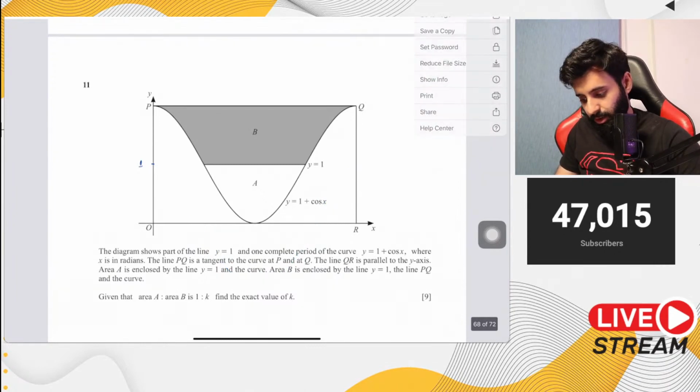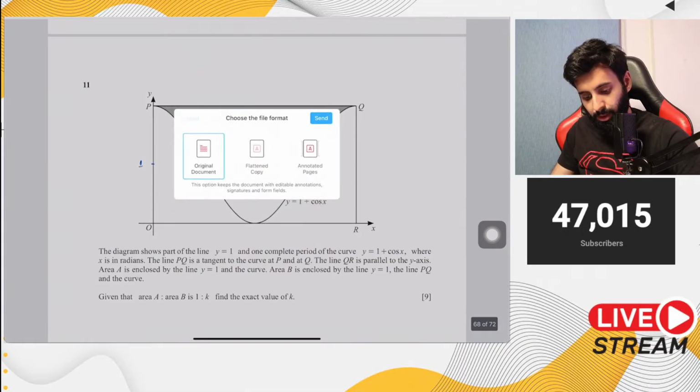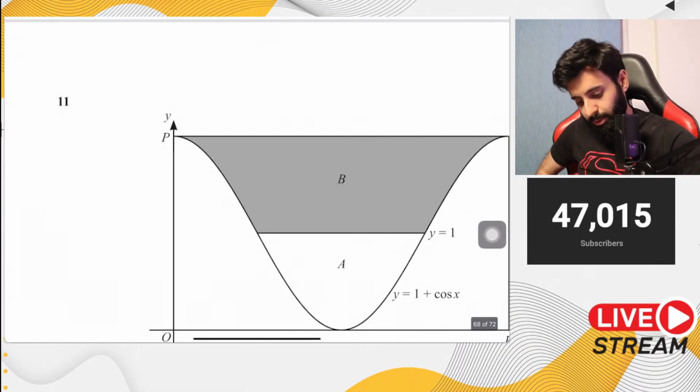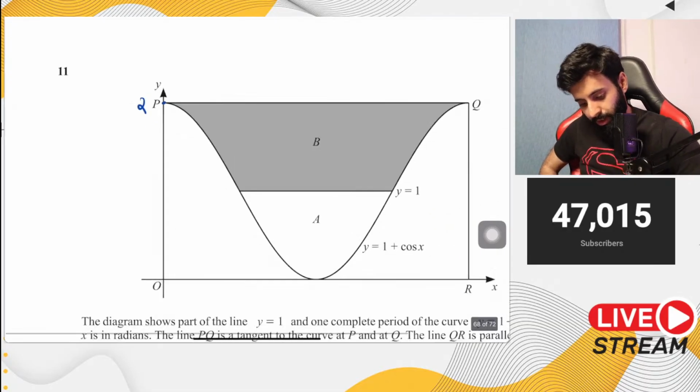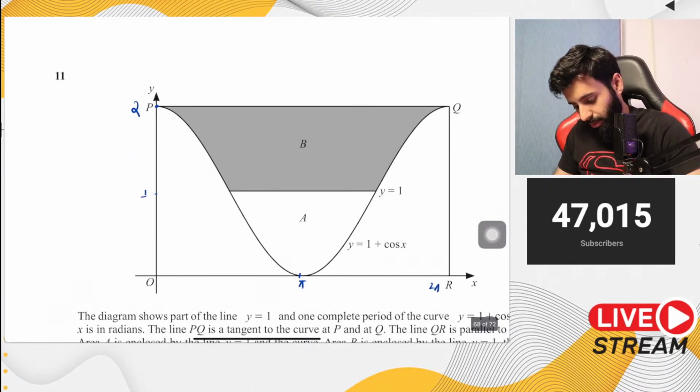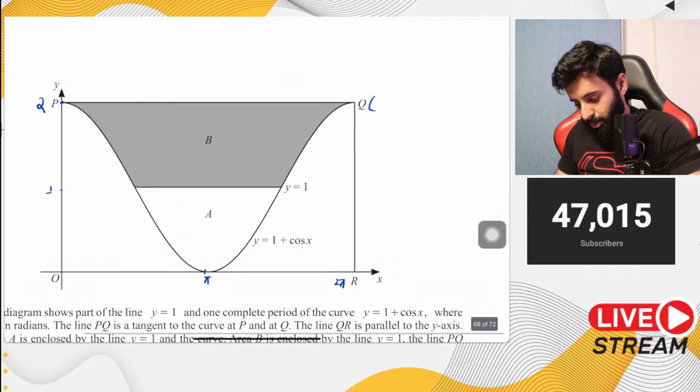So that means the y coordinate of P will be equal to 2. So let me mark 2 over here, okay. And this is x coordinate 1. This over here is going to be pi. The x coordinate of R is going to be 2 pi. Okay, in fact, the coordinates of Q will be 2 pi, comma 2.